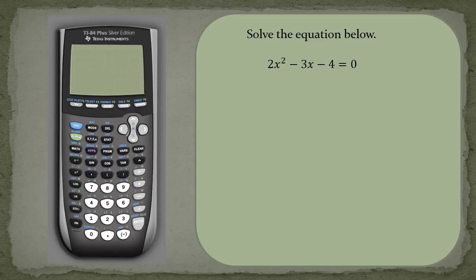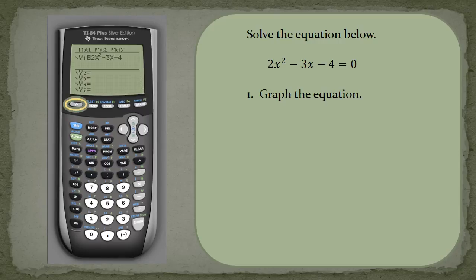So the question at hand is which x value, or maybe which x values, makes the equation 2x squared minus 3x minus 4 equals 0 a true statement. There are, of course, other ways of solving this equation than the one I'm going to be demonstrating here, but few of them compare with this method in ease and versatility.